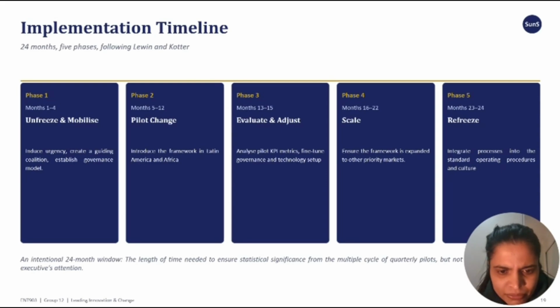Phase 3, months 13 to 15, evaluate the pilot KPIs and adjust governance and technology. Phase 4 is months 16 to 22, scale to additional priority markets. Phase 5, months 23 and 24, refreeze, embedding the new processes into standard operating procedures. The 24 month window is deliberate, long enough to generate statistically meaningful pilot data, short enough to keep executive attention engaged.